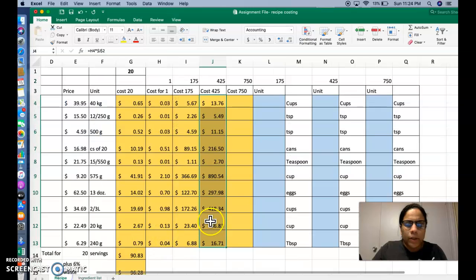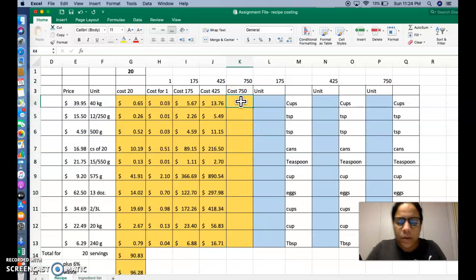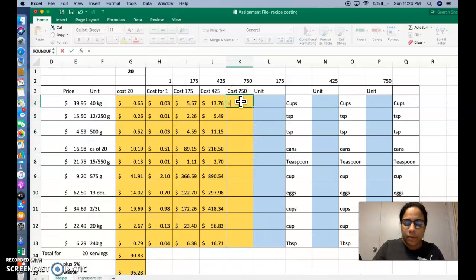So yeah, let's go back to the main recipe. I'm gonna try to do this with the time that I have. It's the same meaning. It's cost for 1 times 750.